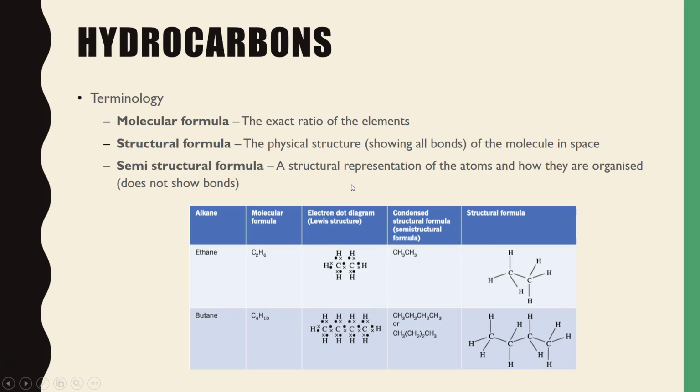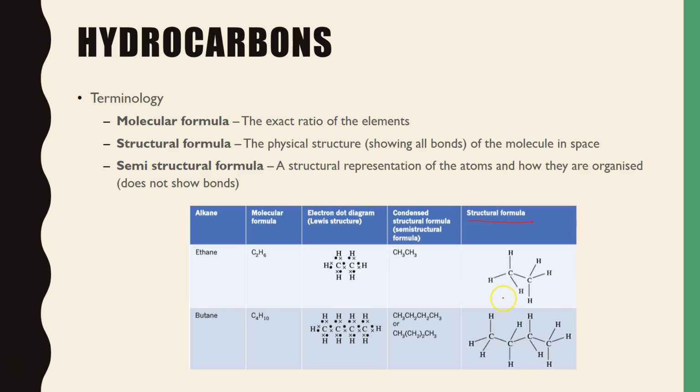Now we're going to be looking at 3 terms that are important for naming and drawing hydrocarbons, specifically alkanes in this lesson. The molecular formula, we've already talked about; that's the exact ratio of elements. The structural formula is the physical structure, showing all bonds, which is over here, and how they are arranged in space. And the semi-structural formula is a structural representation of the atoms and how they're organized, but it doesn't show their bonds.